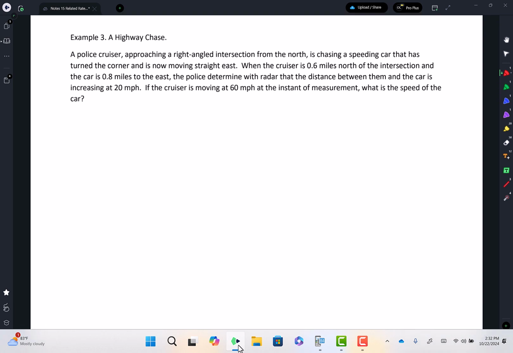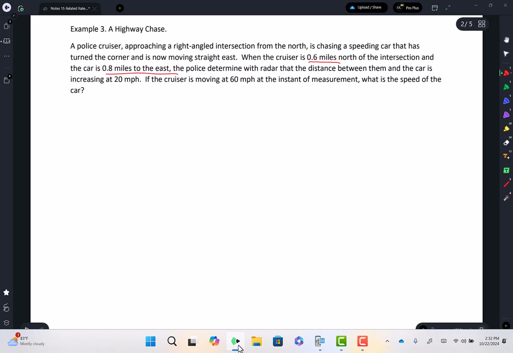Example 3, a highway chase. This one's fun, guys. A police cruiser approaching a right-angled intersection from the north is chasing a speeding car that has turned the corner and is now moving straight east. So the hardest part is creating a model. When the cruiser is 0.6 miles north of the intersection and the car is 0.8 miles to the east, the police determine with radar that the distance between them and the car is increasing at 20 miles per hour. Okay, so I see a right triangle. North, south, east, west. If the cruiser is moving at 60 miles per hour at the instant of measurement, what is the speed of the car?